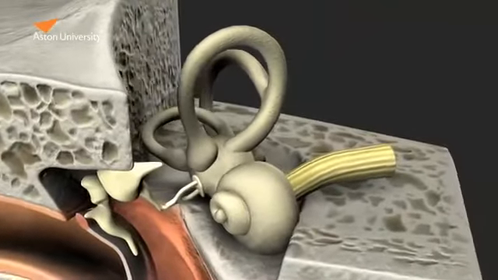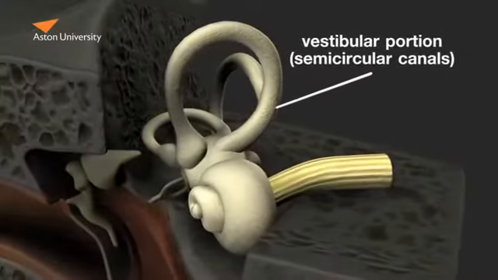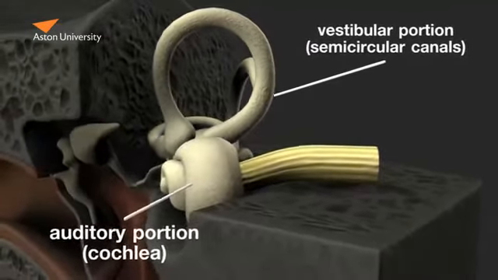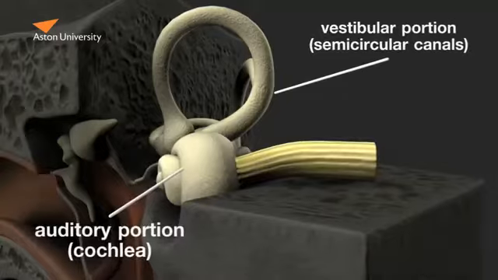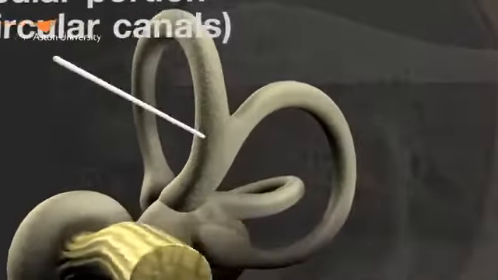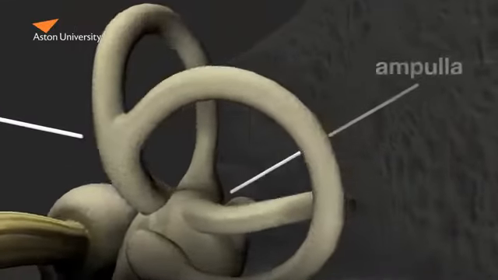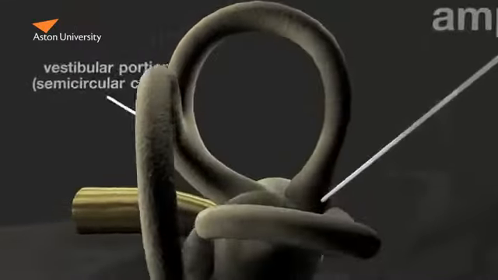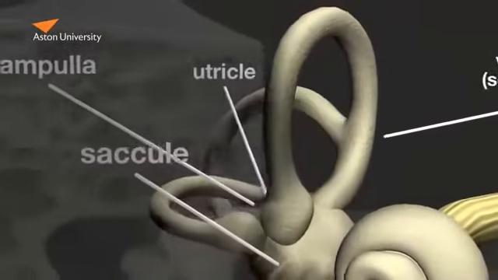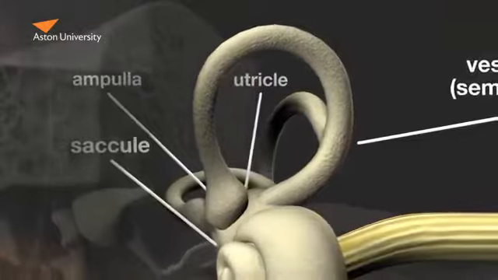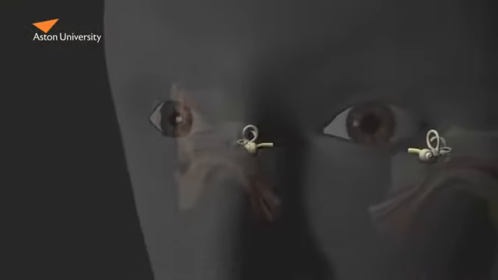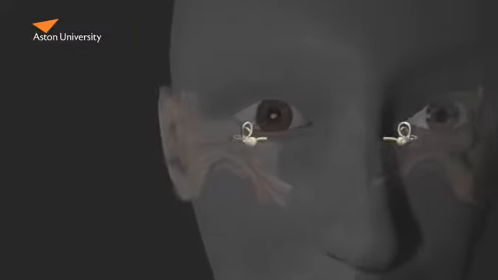The inner ear has two distinct portions: the vestibular portion, concerned with balance, and the auditory portion, the cochlea, which is concerned with hearing. The vestibular portion is made up of three semicircular canals. Each canal has a swelling at one end, the ampulla, and two membranous sacs, the utricle and the saccule. These contain fluid and sensory cells, which move in response to head movements and travel to indicate the body's status.